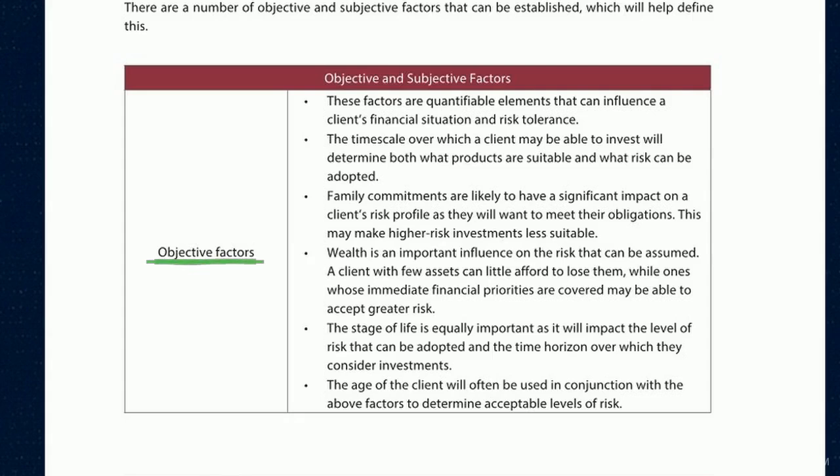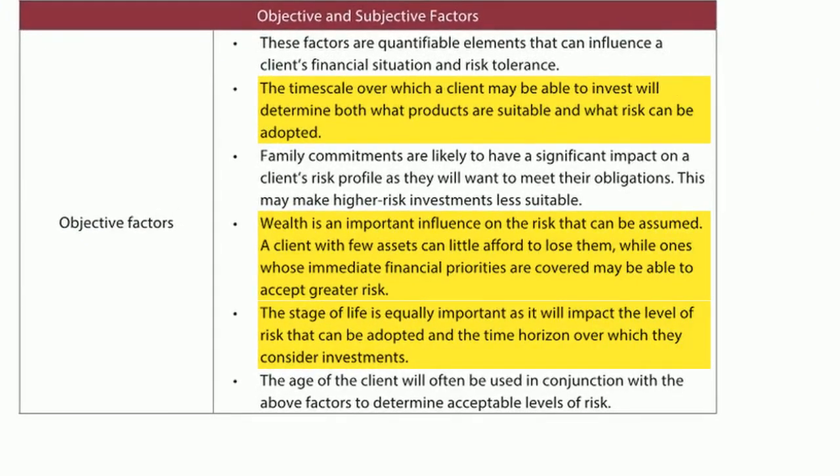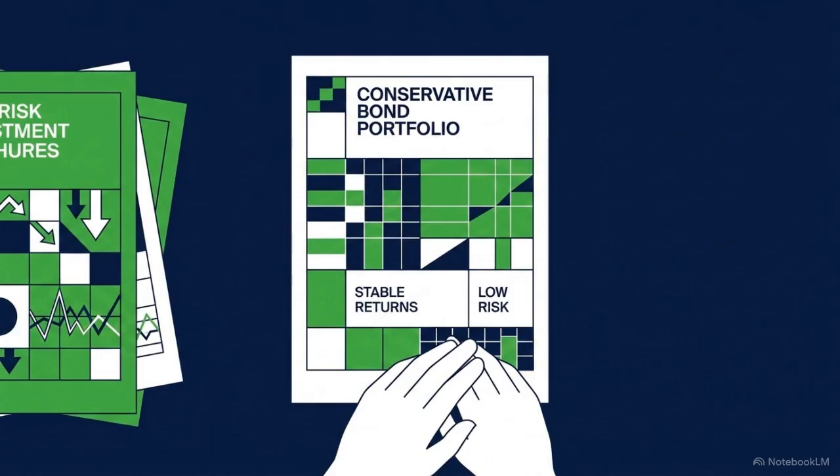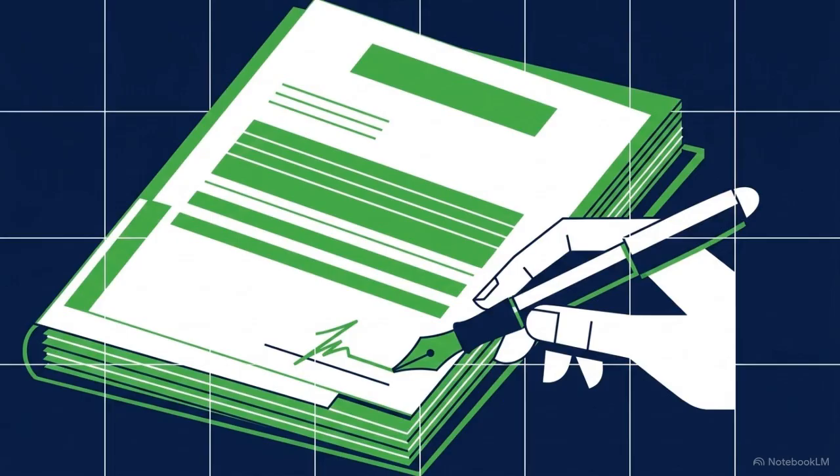Looking specifically at the objective factors row, you can see how timescale, wealth, and stage of life act as strict constraints on risk. The portfolio can only take on as much risk as these life factors allow, regardless of how aggressively the client wants to grow their wealth. A functional, legally sound investment strategy is only born after completing this rigorous mathematical reality check.